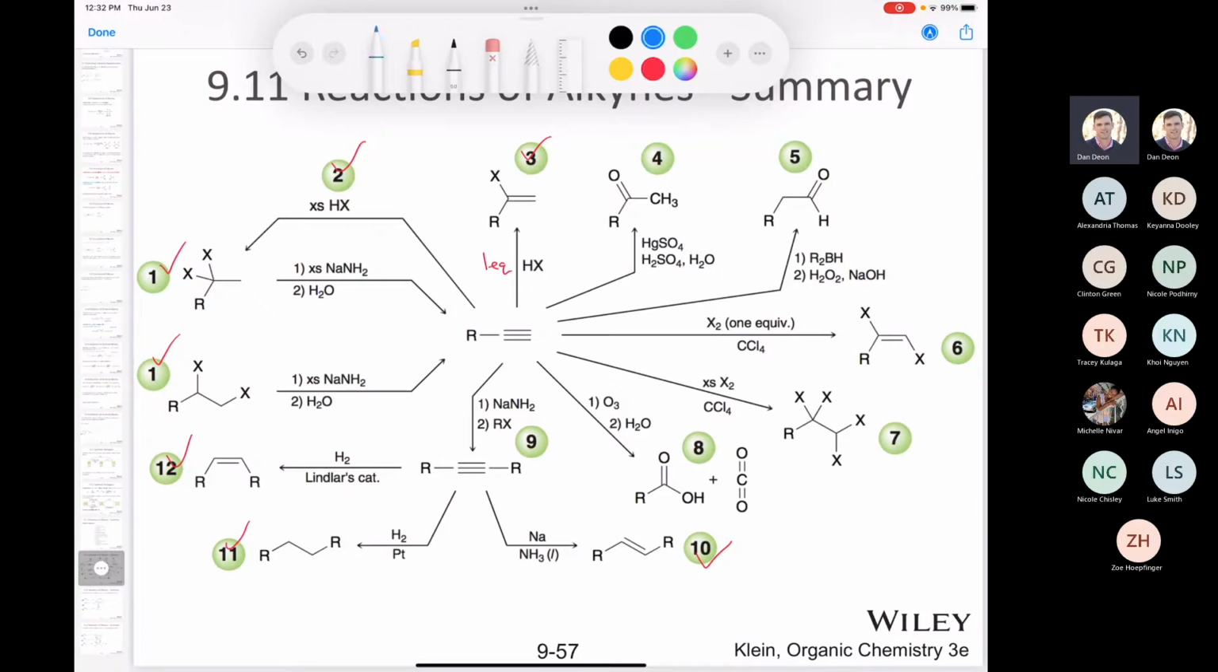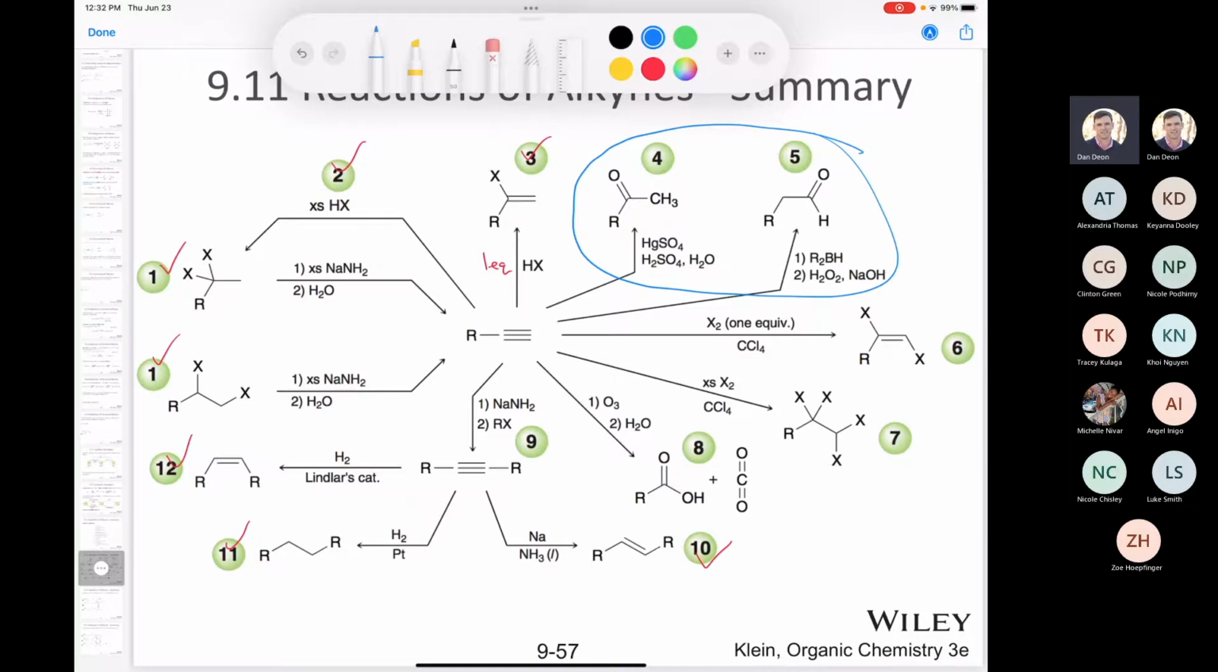Now, what we're going to take a look at next are these two reactions. These are hydration reactions, both Markovnikov and anti-Markovnikov. I'm not going to ask you the mechanism for either of these reactions. I'll talk about them a little bit, but I'm not going to go into detail. However, I do expect you to know the mechanism of something called tautomerization.